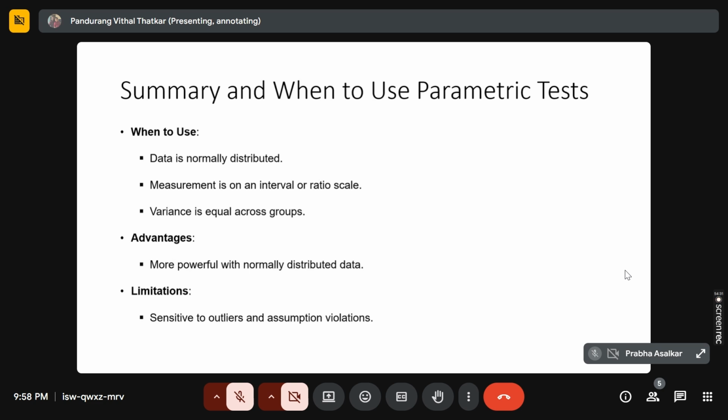So here, the advantage of parametric tests is that they are more powerful than non-parametric tests of significance, as the samples are taken from normally distributed data. So parametric tests are generally more powerful as compared to non-parametric tests of significance. And the limitation is that they are very sensitive to outliers and assumption violations. In the presence of outliers, these tests are very sensitive.